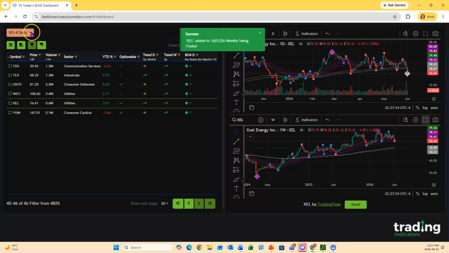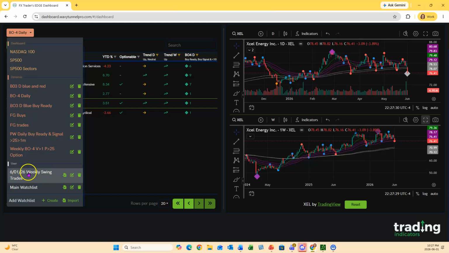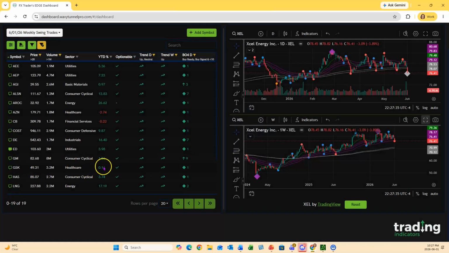Okay, so we just created the watch list. Let's have a look at it. Let's see how many stocks we have on it. So this is the 6-1 weekly swing trades. This is for the breakout 4 trade, and we have 19 stocks on this list. Okay. So now I'm going to send this watch list to everybody who is subscribed to the dashboard, and it would be a good idea to look at this daily and to see if we can take any trades on this hot list.